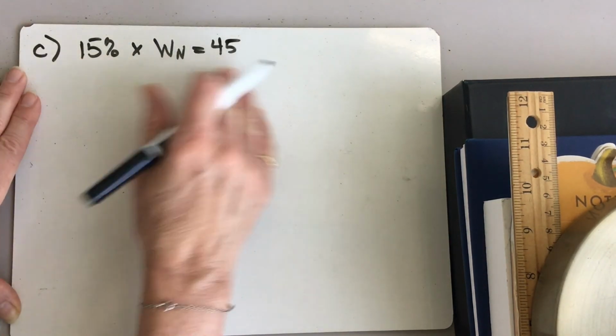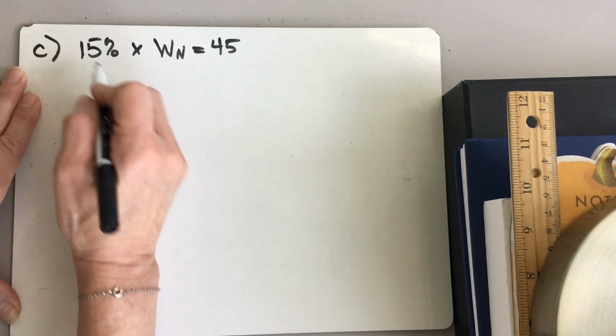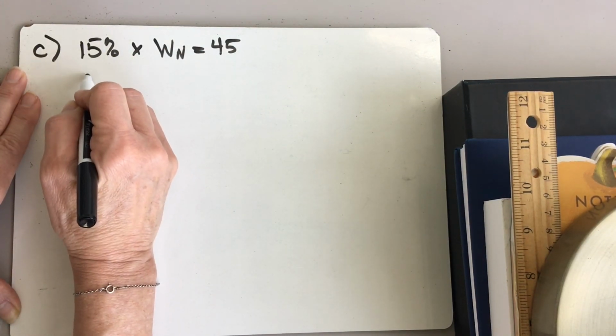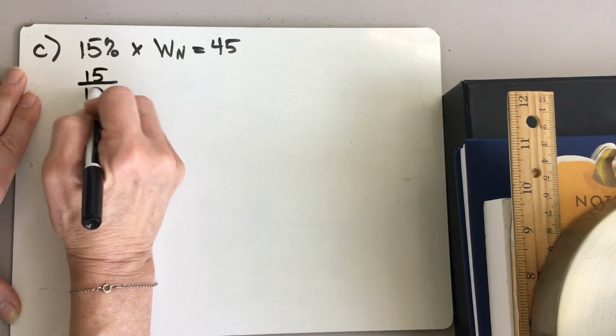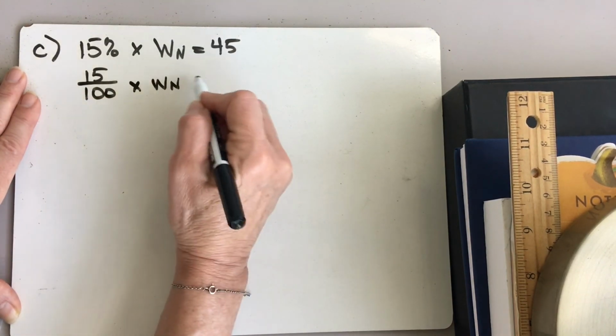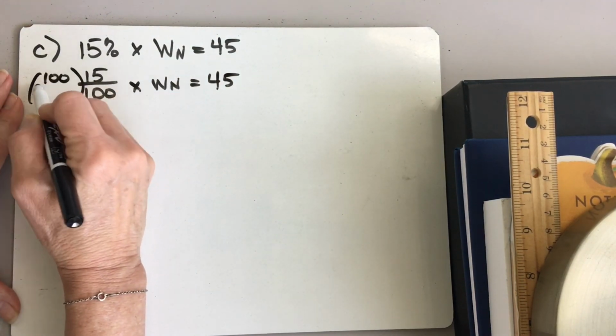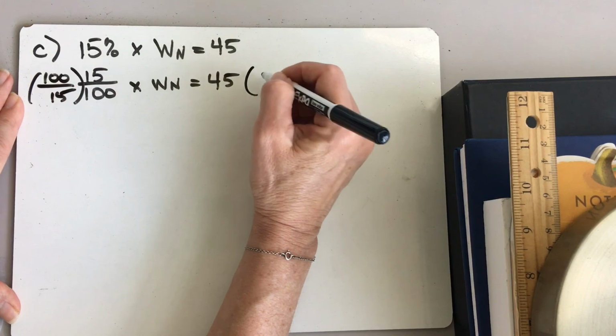Okay, problem C. 15%. Notice that we're missing the what number? You have to change that into a fraction or to a decimal. I'm going to go ahead and change it into a fraction. I'm just leaving it like that. Multiplying by the reciprocal. Whatever you do on one side, you must do on the other.